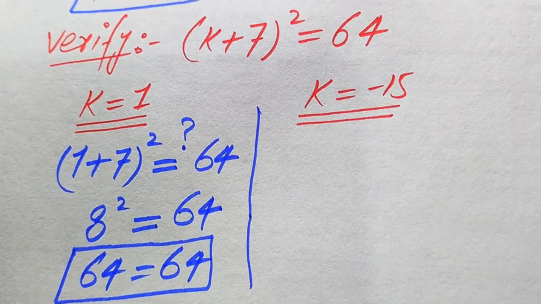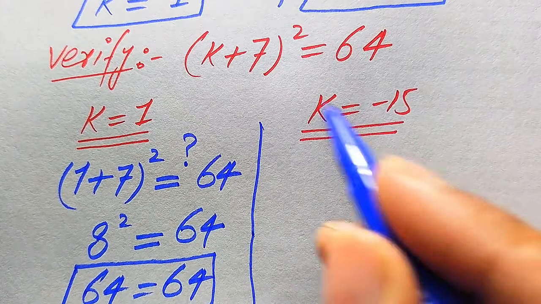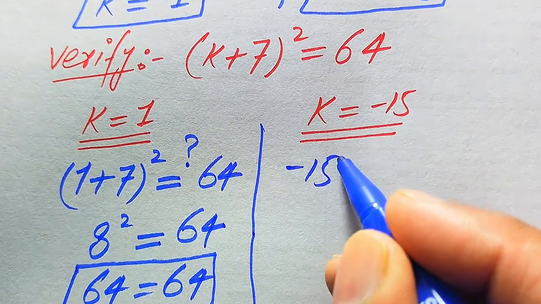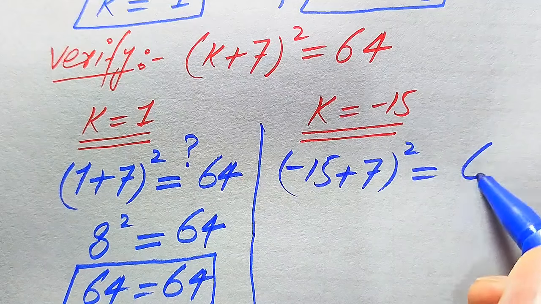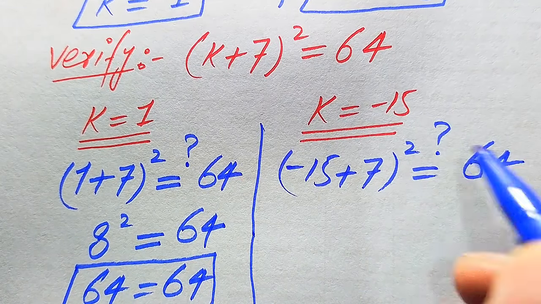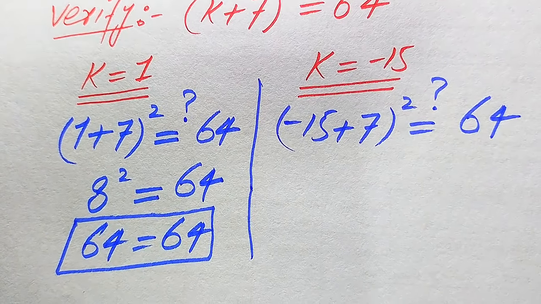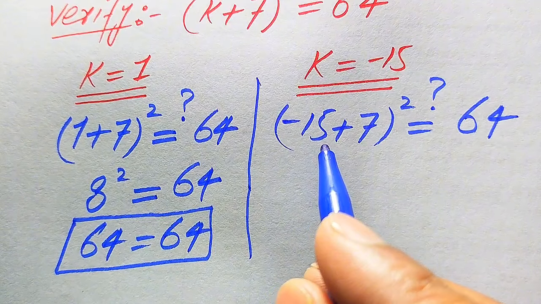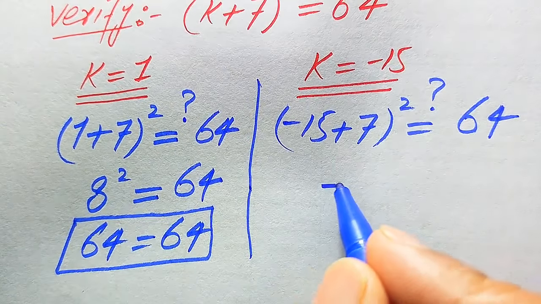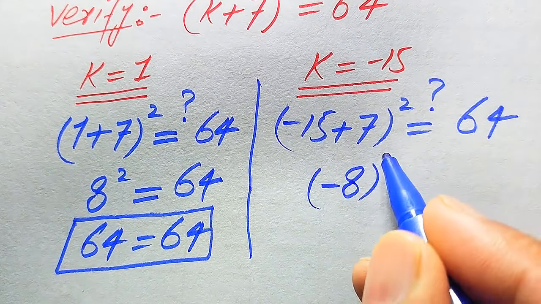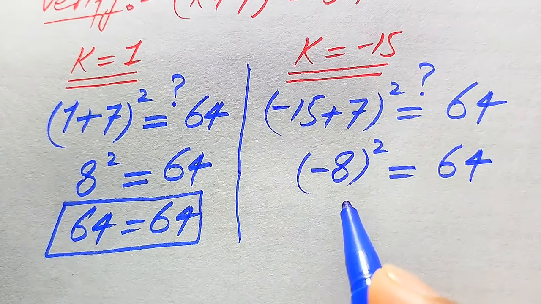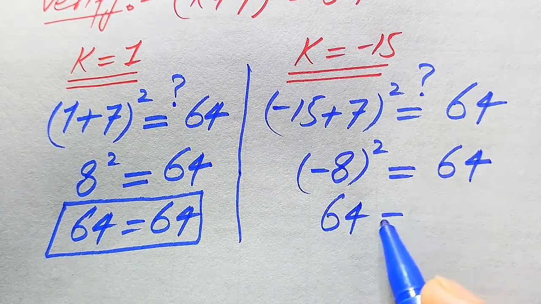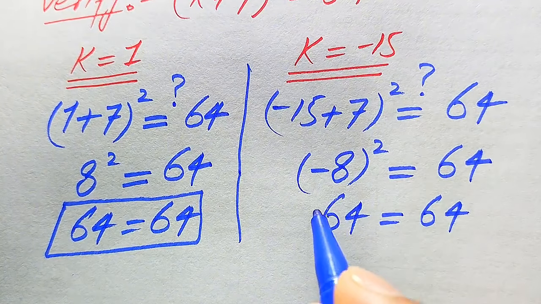And here in the same pattern we verify the second value of k. When you put this value here, it becomes (-15 + 7)² = 64, or not? So for verification, we simplify the terms, and -15 + 7 becomes (-8)² = 64. So (-8)² becomes 64 = 64.